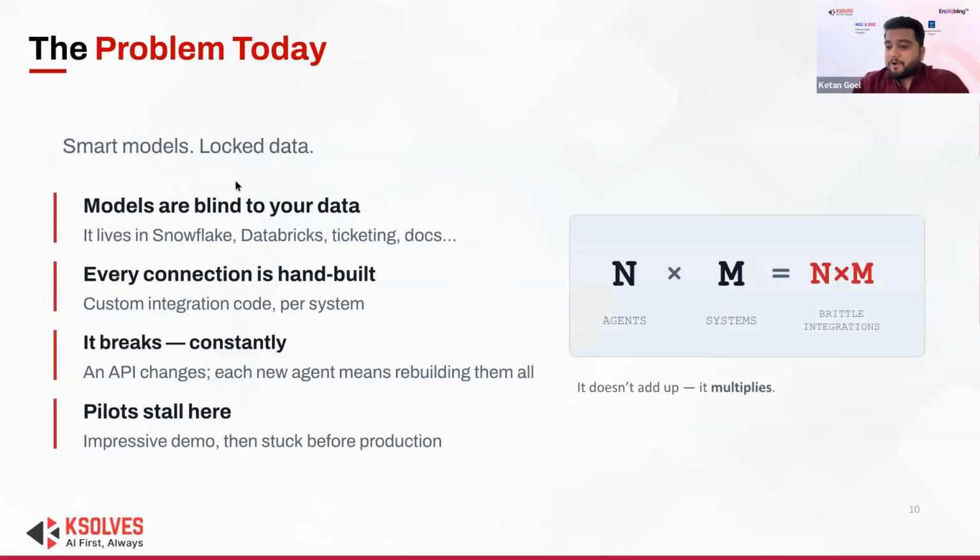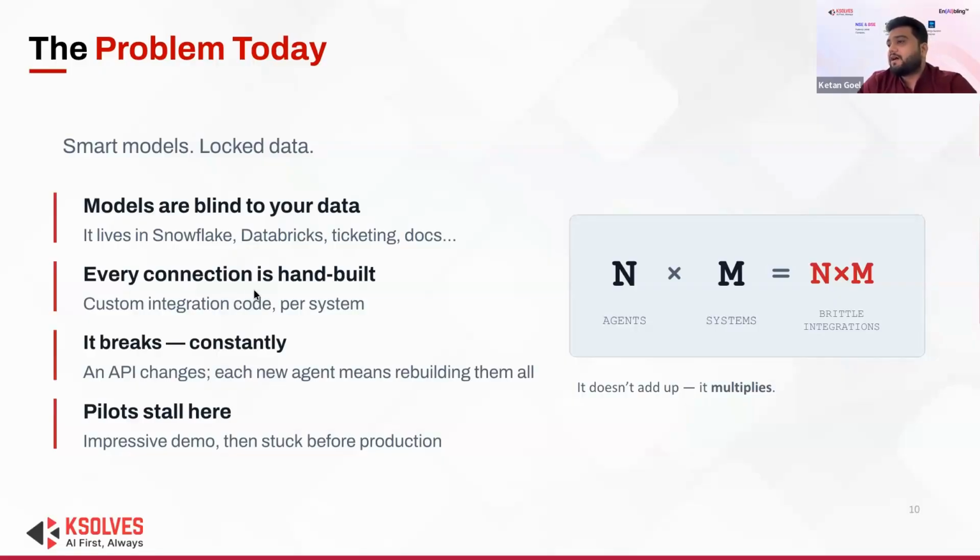So what is the problem that MCP is trying to solve? Your models are already smart enough. But the problem here is your models can't take decisions. That means your models don't have exposure, or your models don't see your live data. So models are blind to your data. Whatever lives in your Snowflake or Databricks is blind to your model. So you have to connect somehow with your platforms.